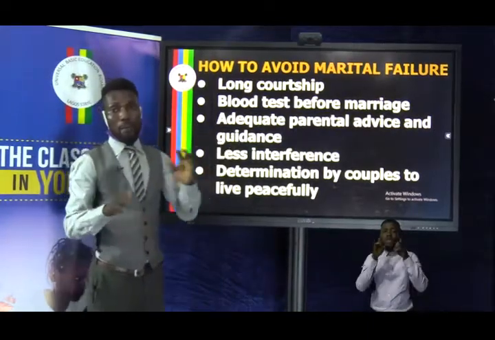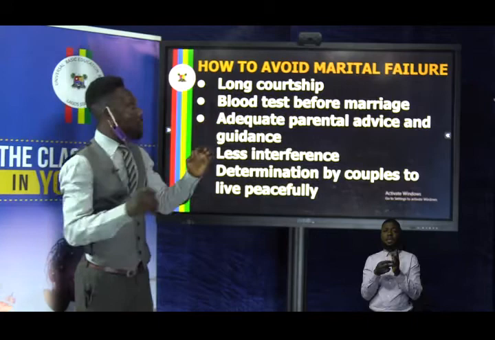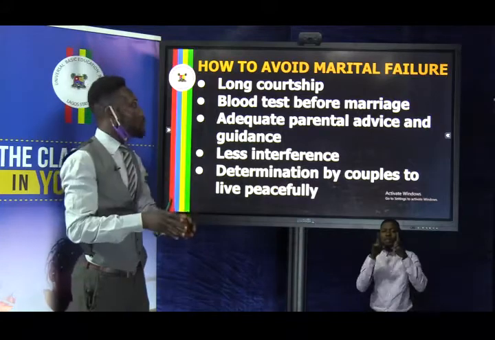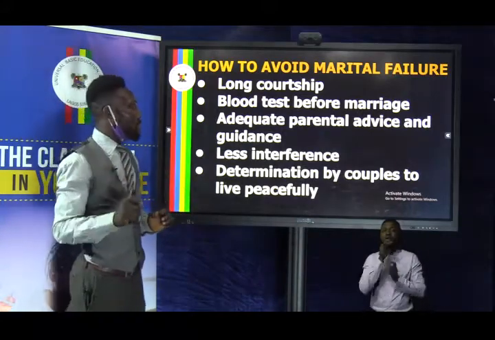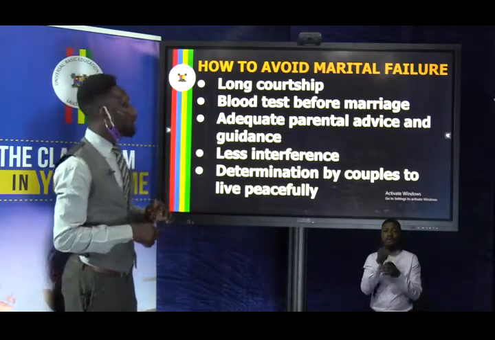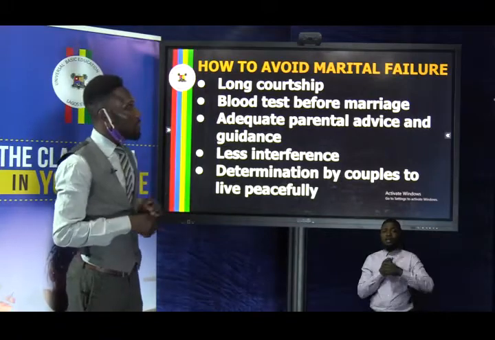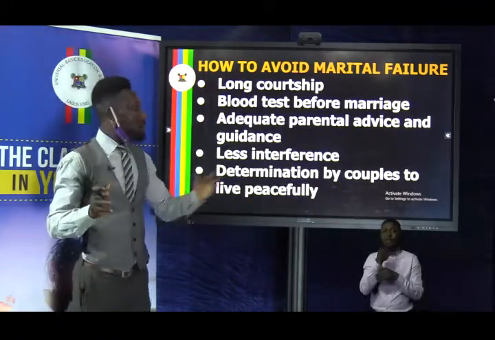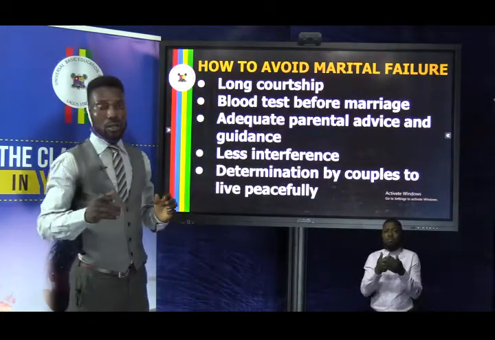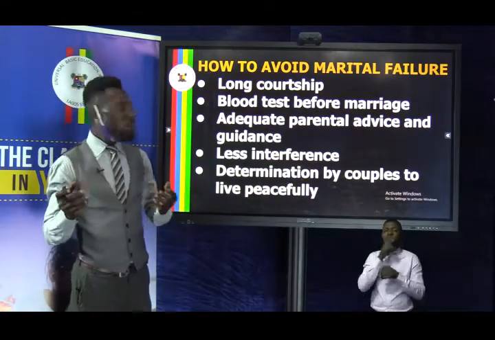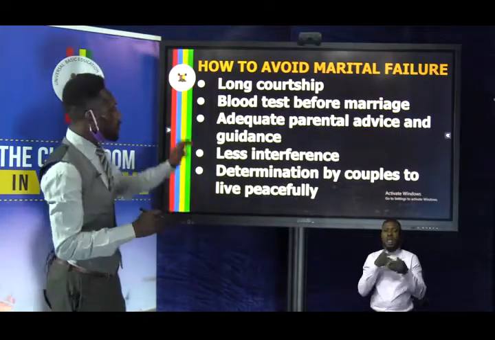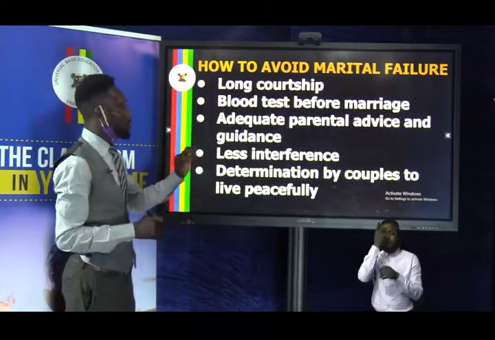Blood test before marriage. That means the wife to be or the husband to be should get their blood test and see if they are compatible to marry each other. It's very important. Next one is adequate parental advice and guidance. There is no way we will hide away from our parental advice and guidance because they are more experienced and exposed, so we need much of their exposure to guide us and lead us right. So adequate parental advice and guidance is another one.